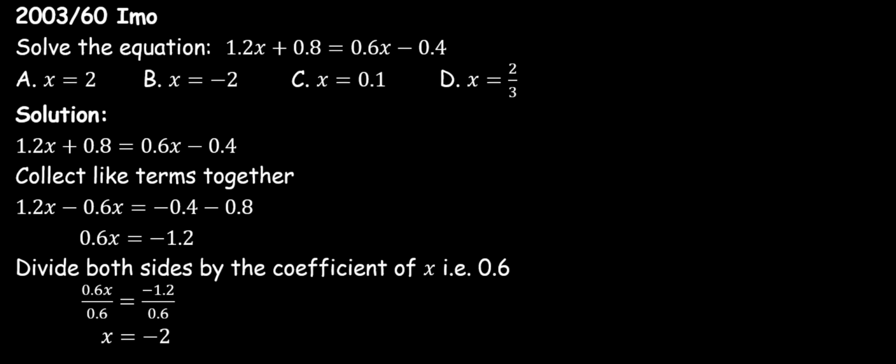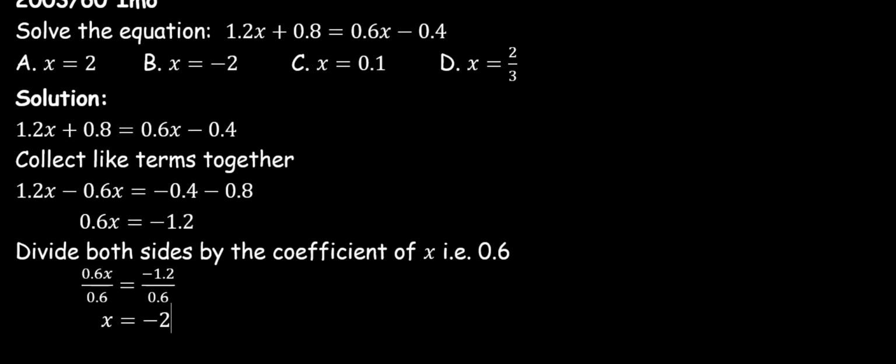How did we achieve this? If you move your decimal places one, one, or both at the numerator and denominator, you have 12 divided by 6. And at the left-hand side, if you do the same, you have 6 divided by 6. Hence our result. Another example.